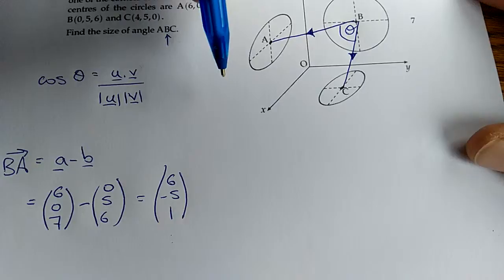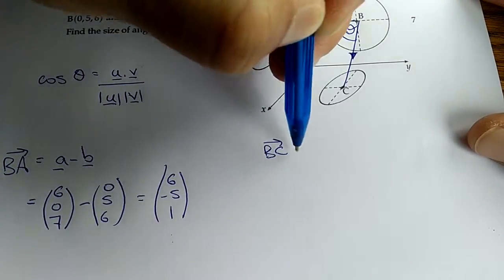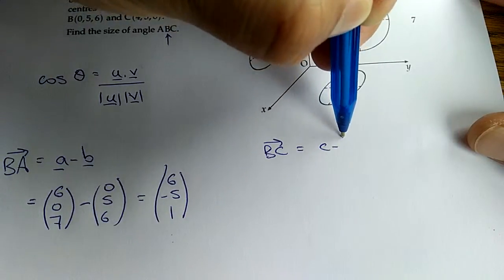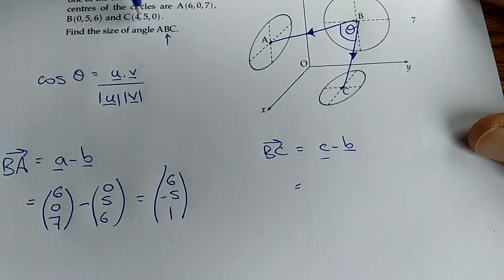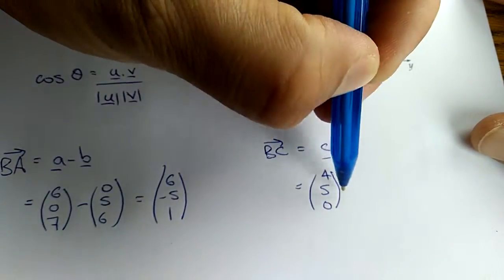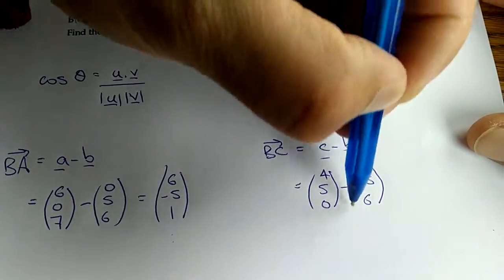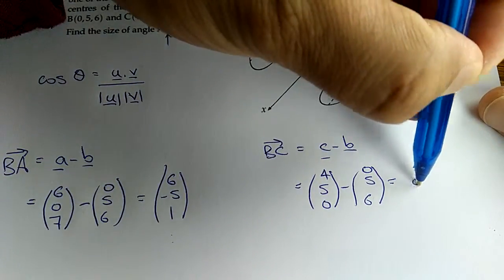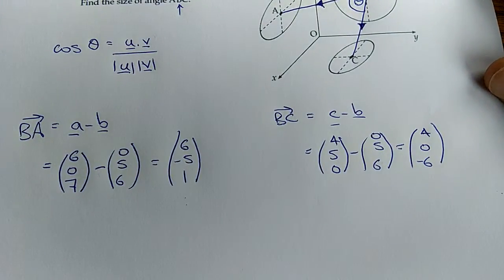And we'll do exactly the same thing to find the vector BC. So BC, again, second one, take away the first one. C is, we can just see it there, 4, 5, 0. Subtract away B, which is 0, 5, 6, which gives us 4, 0, negative 6. Okay, now we have our 2 vectors, BA and BC.